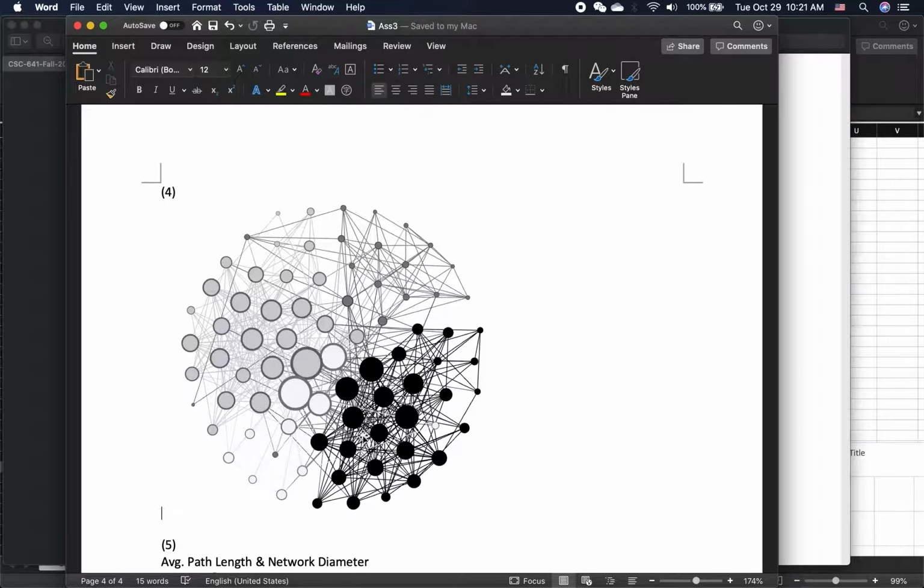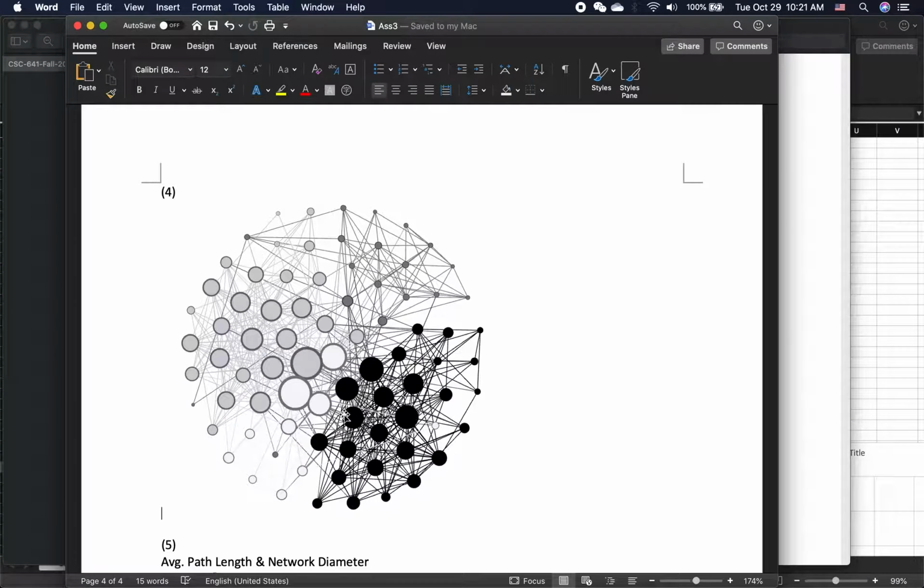The eigenvector, what's the meaning of the eigenvector? It's a measure of the degree of the vertex and the degree of its neighbors. So it basically means the influence that a node has on the network.